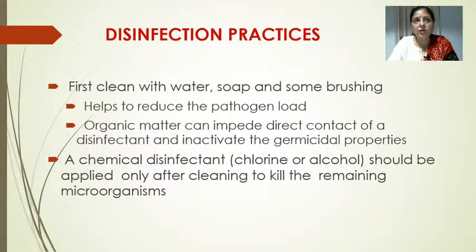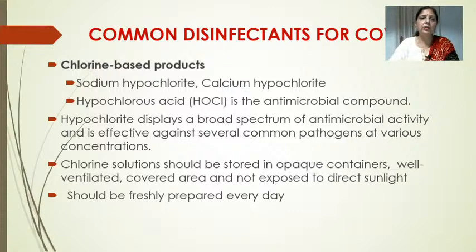Then a chemical disinfectant is applied to the clean surface. We'll only talk about two disinfectants, that is alcohol and chlorine. Now we talk about the chlorine-based products, that is sodium hypochlorite or calcium hypochlorite. It has an active ingredient, that is hypochlorous acid, which is the antimicrobial compound. The hypochlorite displays a broad spectrum of antimicrobial activity, and it is very effective against common pathogens as well as the coronavirus. It is very important to note that the chlorine solution should be stored in opaque containers, in a well-ventilated and covered area, not exposed to direct sunlight, and it has to be prepared freshly every day.